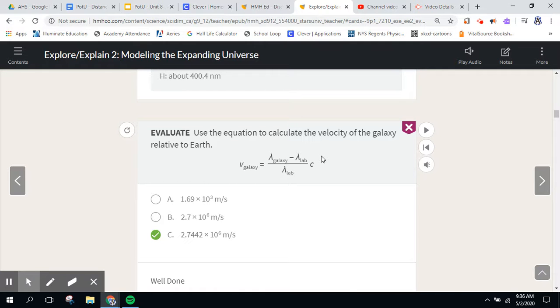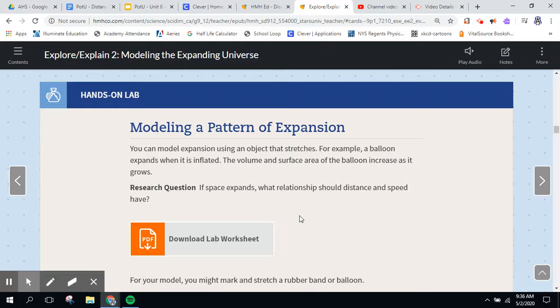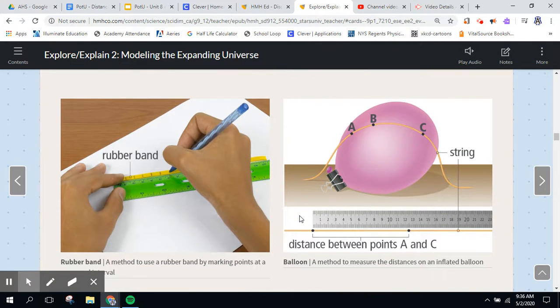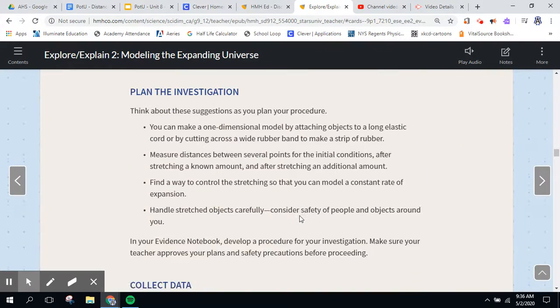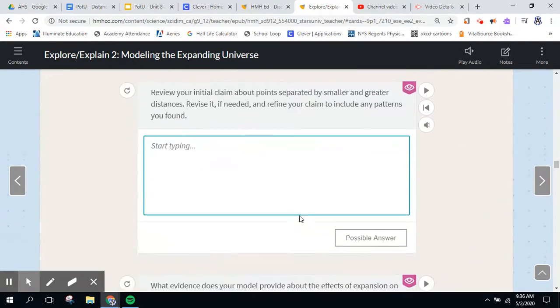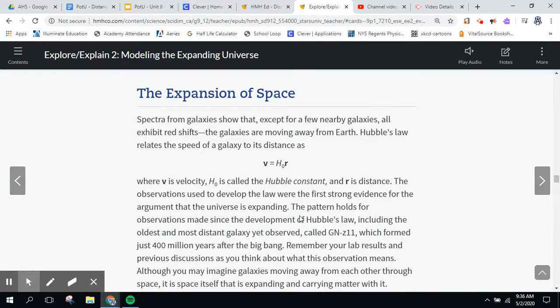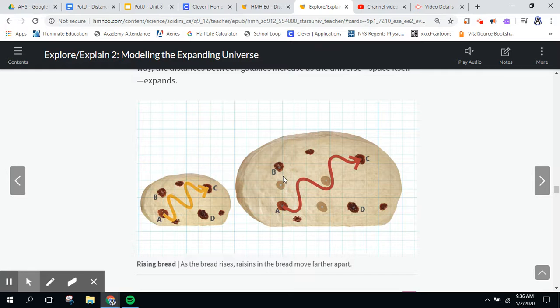All right, if we keep moving, this idea of modeling the expansion, you're obviously not going to have to do this, but it talks about what this expansion looks like, how we get those distances, but you don't have to do anything with here because we're not in class. Don't worry about the analysis piece. Just keep on going down to this expansion of space, where we have this Hubble constant, we have the velocity, and then we have the distance, which is the R value. And then it's asking you to think through what this rising bread component is going to look like.